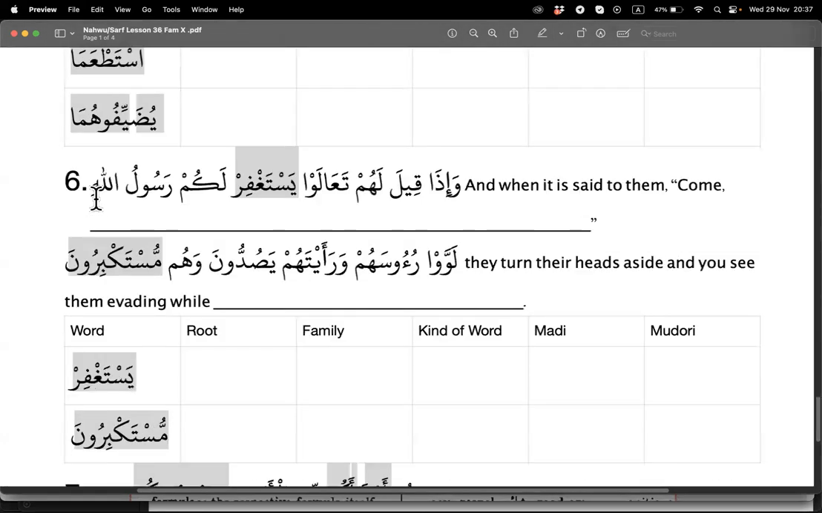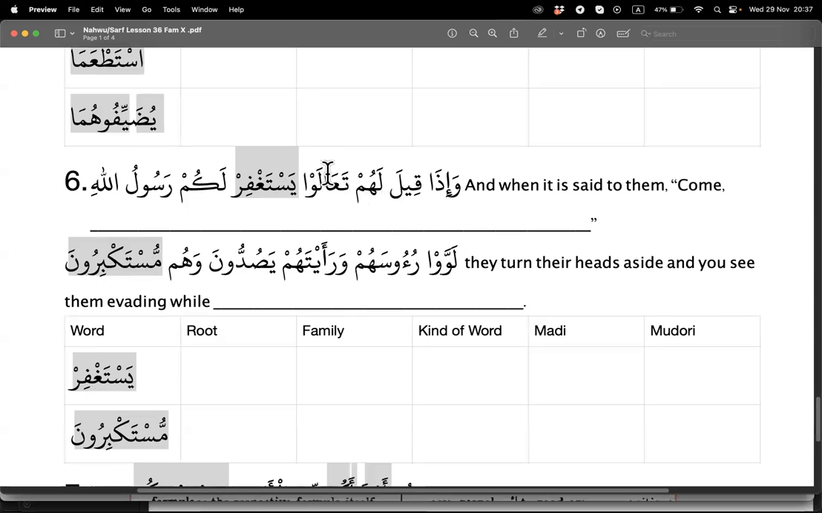Next one. Wa idha qila lahum. You know anything about qila? Qila is fi'il majhul madi. What's the ma'lum version? Qala. Yes, from qala yaqulu we have qila. Lahum is jar majrur muta'alliq to fi'il qila.